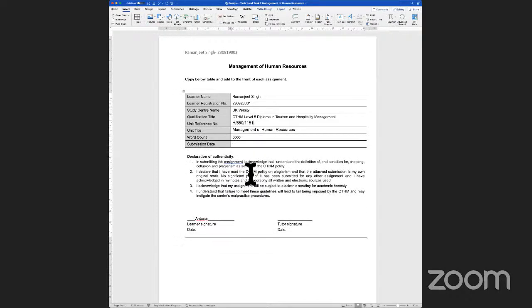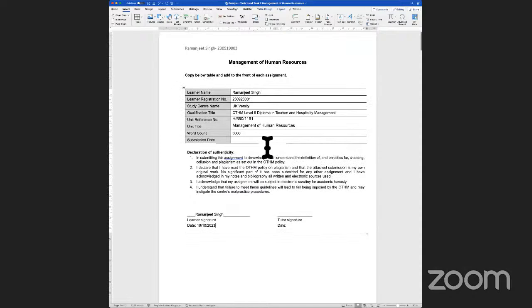Now, what I also want to do is obviously put my signature here. Either you can type it out, and then the date, which is say 19th today, which I put in here, and then the word count.